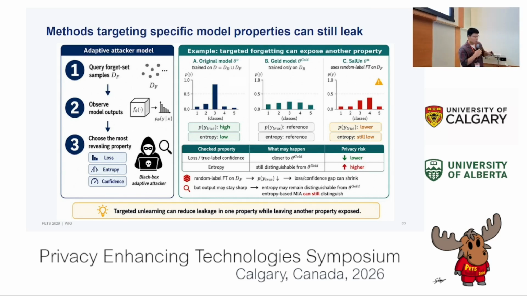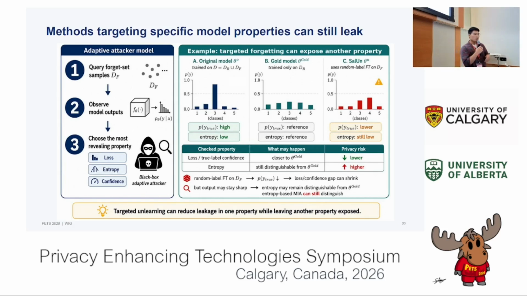So let's see the example of SalUn on the right. We have the original model, which was trained on the forget set, the gold model, which hasn't been trained on the forget set, and the SalUn model, which was trained on the forget set and tries to unlearn it using SalUn. From the perspective of the original model, the probability of the true label of the forget set would be high because it was trained on the forget set, and the entropy would be low. For the gold model, the probability of the true label of the forget set would be similar to the reference test set, and the entropy would be similar to the reference, as both forget and test sets are just two different held-out datasets from the perspective of the gold model.